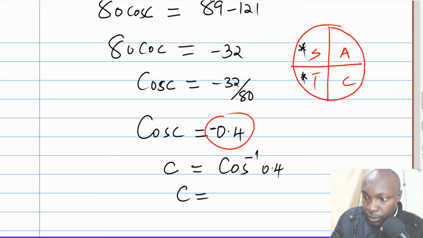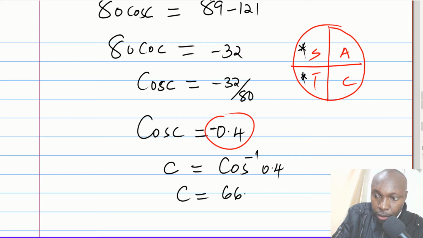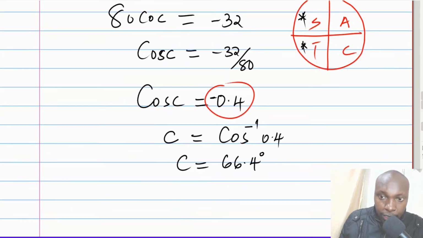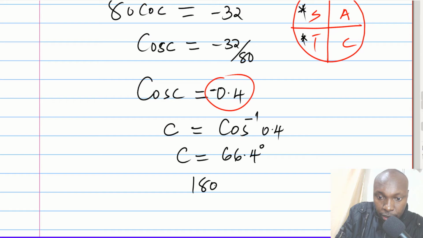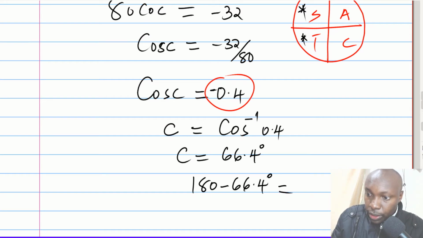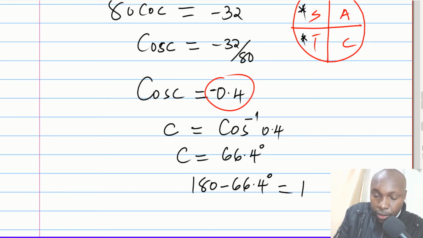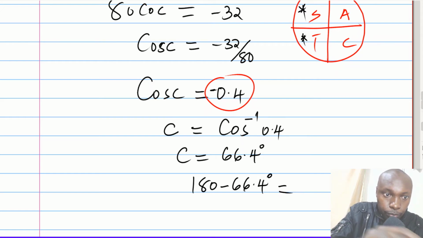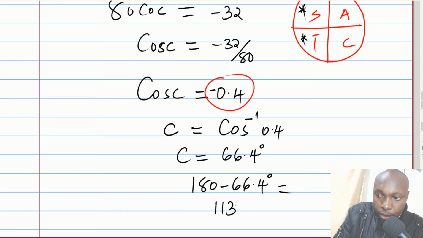So the cos inverse of 0.4 will give 66.4 degrees. 66.4 degrees is not the answer because that is the first quadrant. To get the angle in the second quadrant, we get 180 subtract 66.4 degrees, and this will give 113.6 degrees.